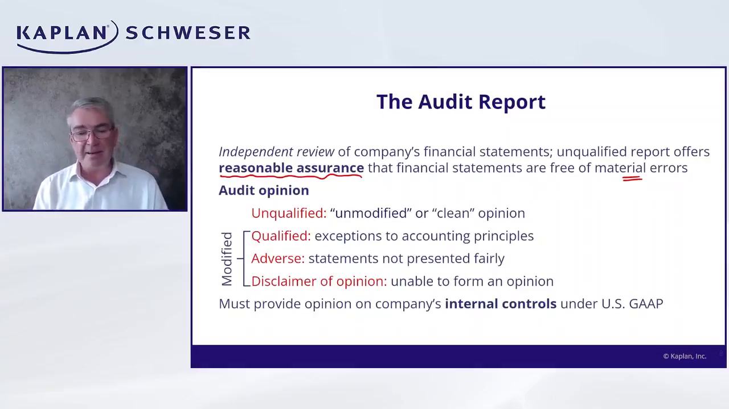And then finally, disclaimer of opinion. This is the auditors saying we couldn't collect enough evidence during our audit to verify and form an opinion on the amounts included in the financial statements. So that's a disclaimer of opinion. Good. Now, as well, under Sarbanes-Oxley in the US, the auditors also must provide an opinion on the company's internal controls. Not required outside the US typically.